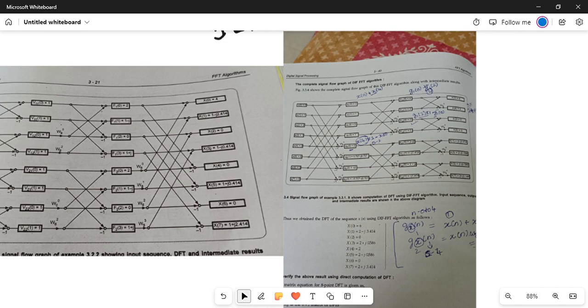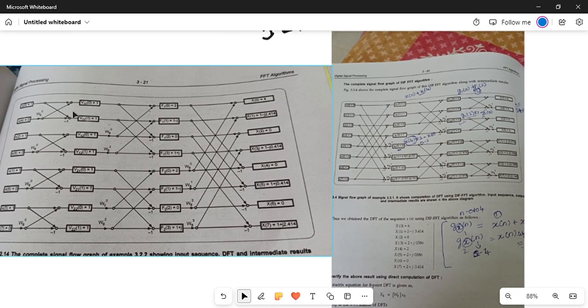So you would be getting the output, say V11 of 0, V11 of 1, V12 of 0, V12 of 1, V21 of 0, V21 of 1, and V22 of 0 and V22 of 1.